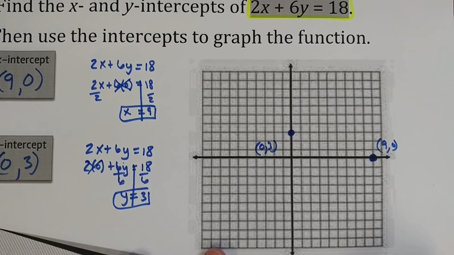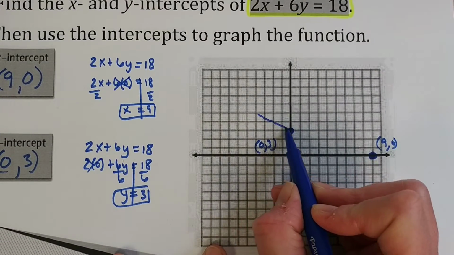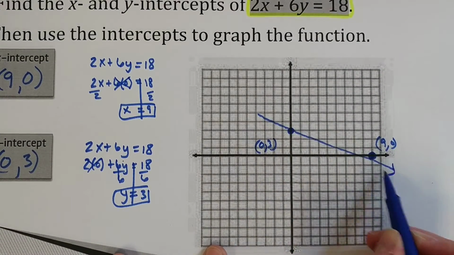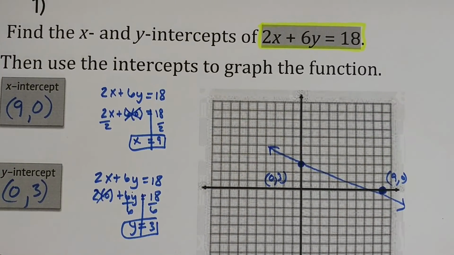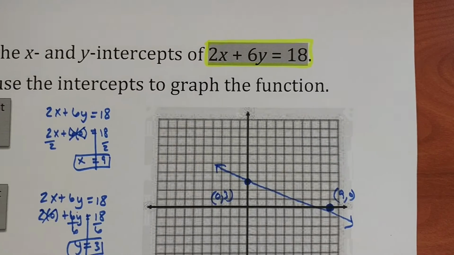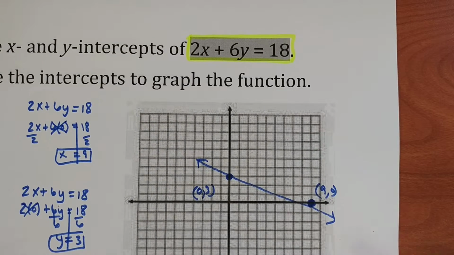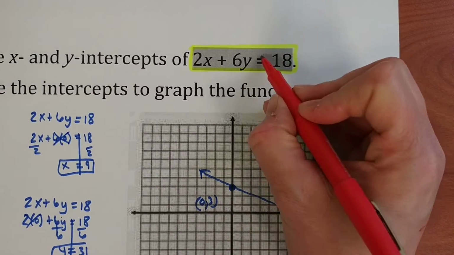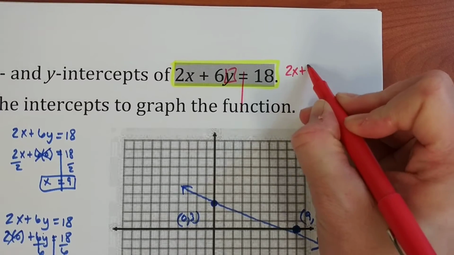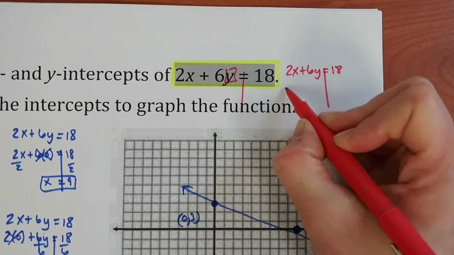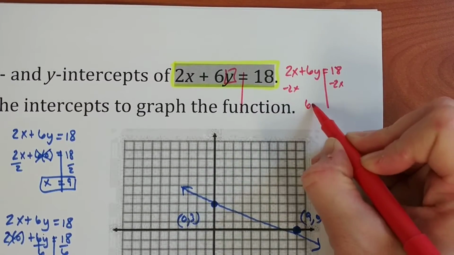Now what I can do with these 2 points is connect them. That's not very perfect, but connect them and I have the line. Now I'd like to show you something so you can see how this worked, because it's kind of interesting how you can graph like this. If you were to rewrite this equation and we were to solve it for y, hopefully I don't make any mistakes.